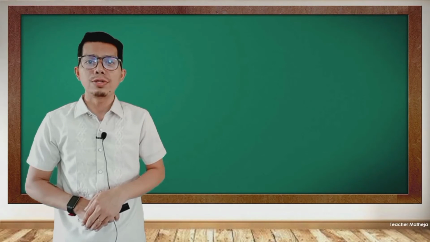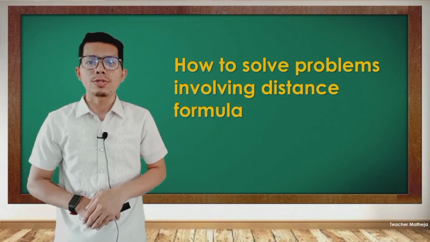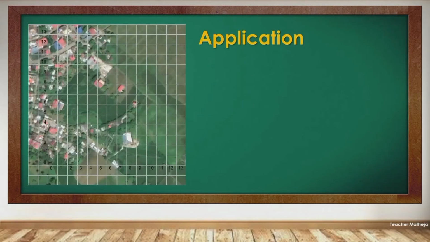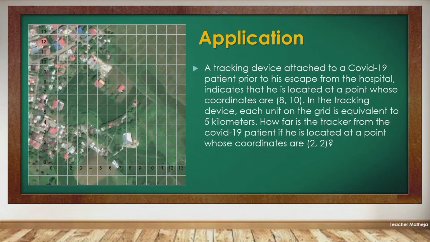Now let us try to use the distance formula to solve some real-life problems. Okay, for example, a tracking device attached to a COVID-19 patient prior to his escape from the hospital indicates that he is located at a point whose coordinates are 8, 10. In the tracking device, each unit on the grid is equivalent to 5 kilometers. How far is the tracker from the COVID-19 patient if he is located at a point whose coordinates are 2, 2?